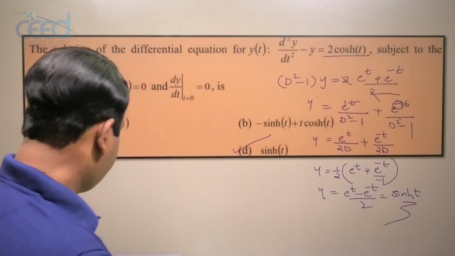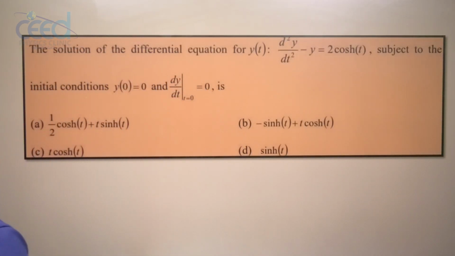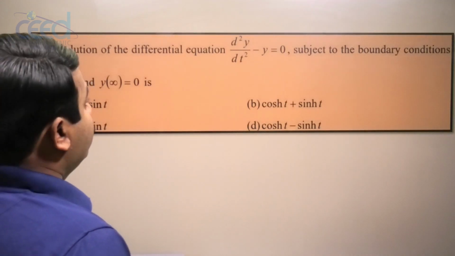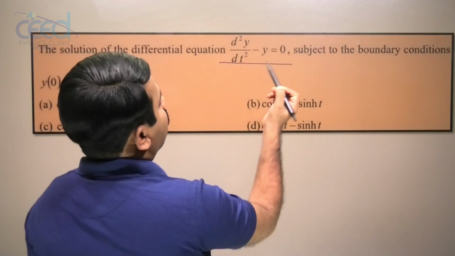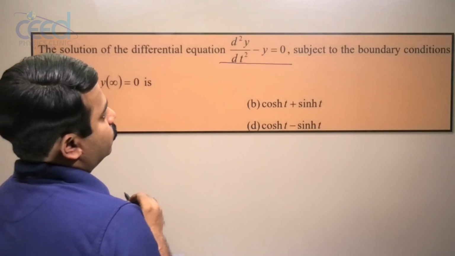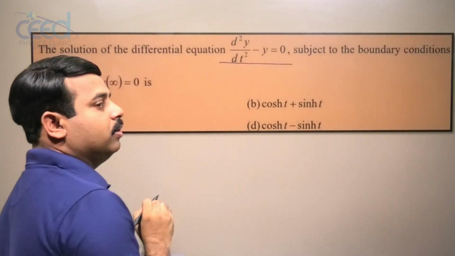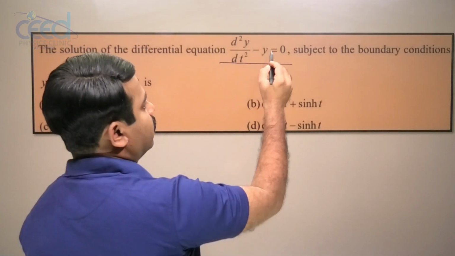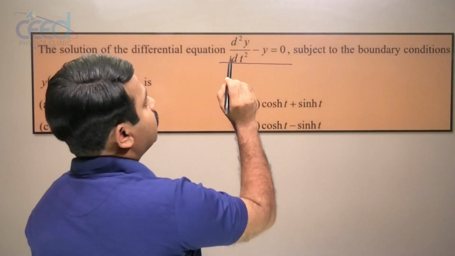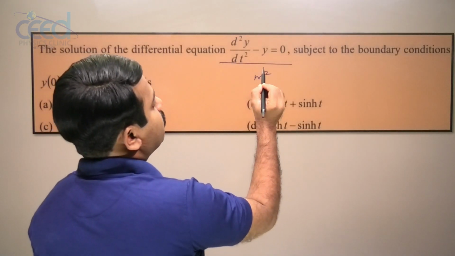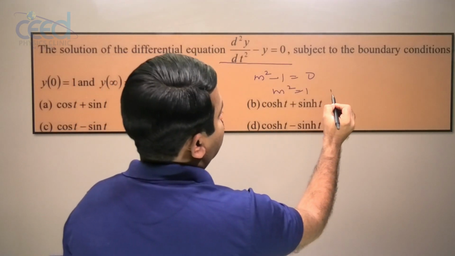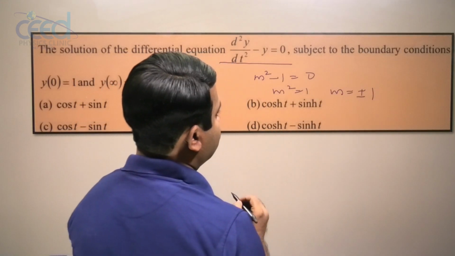Alright. Now let us go to another question. See here, one question is d square y by dt square minus y is equal to 0. So this also is a second order linear differential equation. So we have to solve the auxiliary equation. Right side 0, right? Then what is the auxiliary equation? m square minus 1 is equal to 0. Then m square is equal to 1. Then m is equal to plus or minus 1, right?